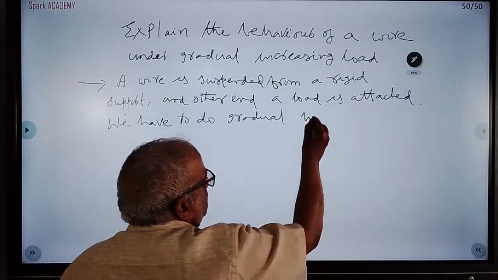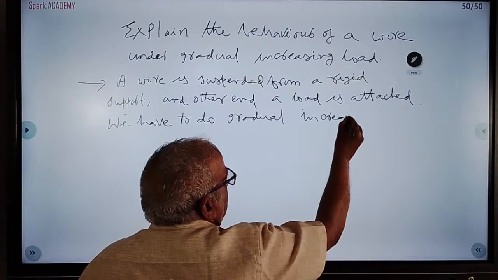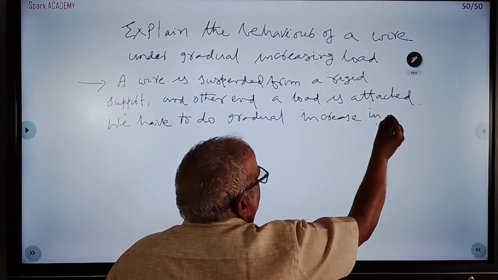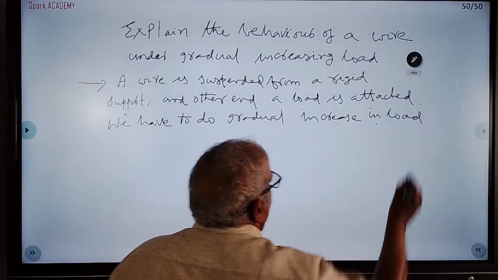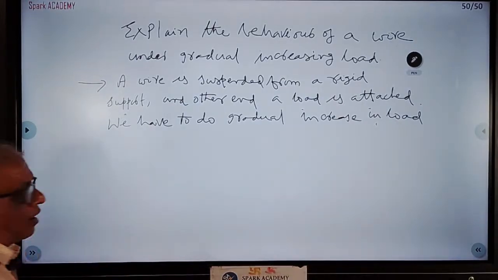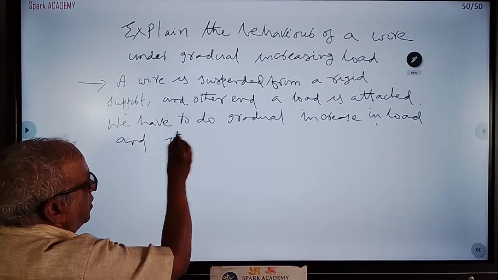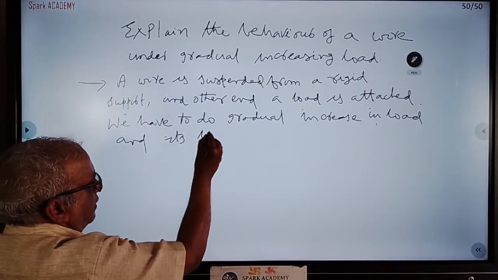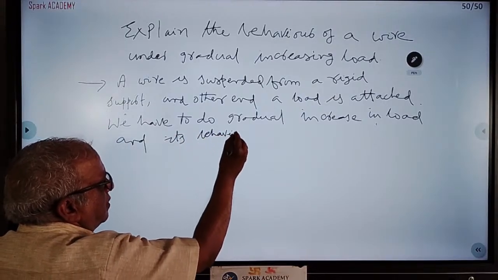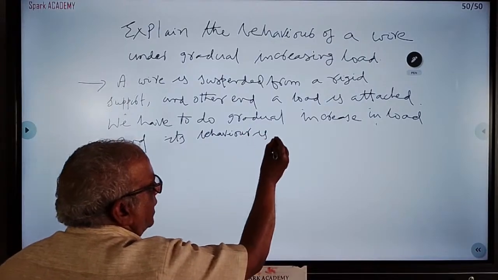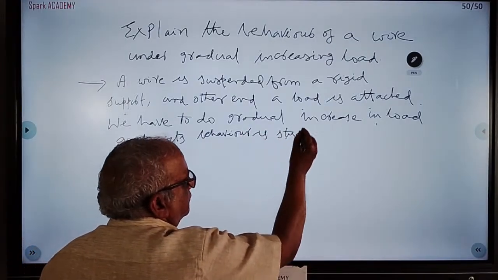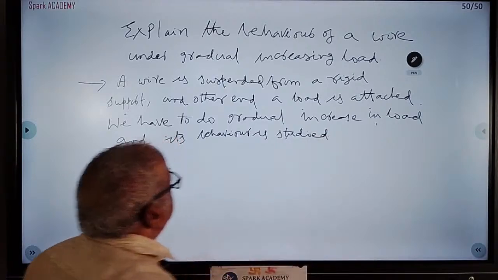Gradual increase in load, and its behavior is studied by graph. Behavior is studied by graph.